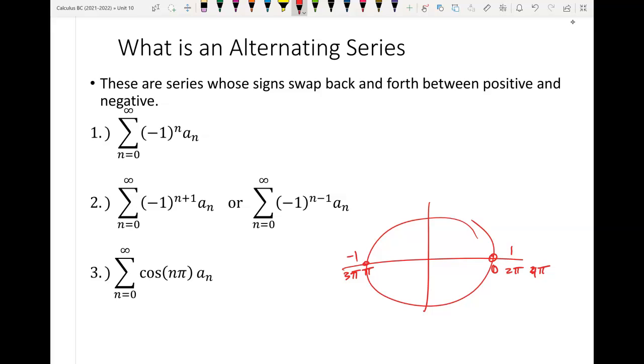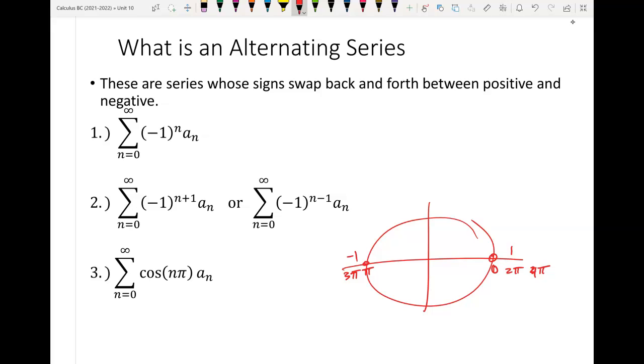They could throw that in there. They could do sine, and it would be n times pi over 2, except that one would have to be written in a different way, because you'd have to end up with pi over 2 and 3 pi over 2 swapping back and forth. I'd have to think about how that one would be written. But cosine of pi n would definitely be a very easy one to have that alternating back and forth between 1 and -1. All right, so that's alternating series.